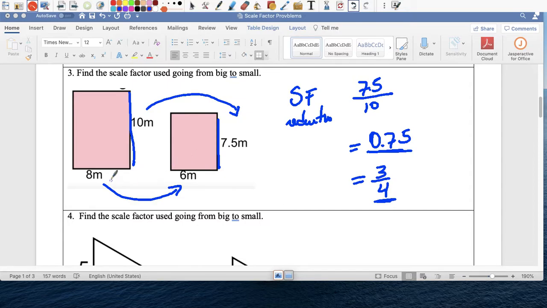If you have time, multiply 8 times 3/4 or 8 times 0.75, just to confirm. 8 times 0.75 does equal 6, and 10 times 0.75 does equal 7.5.